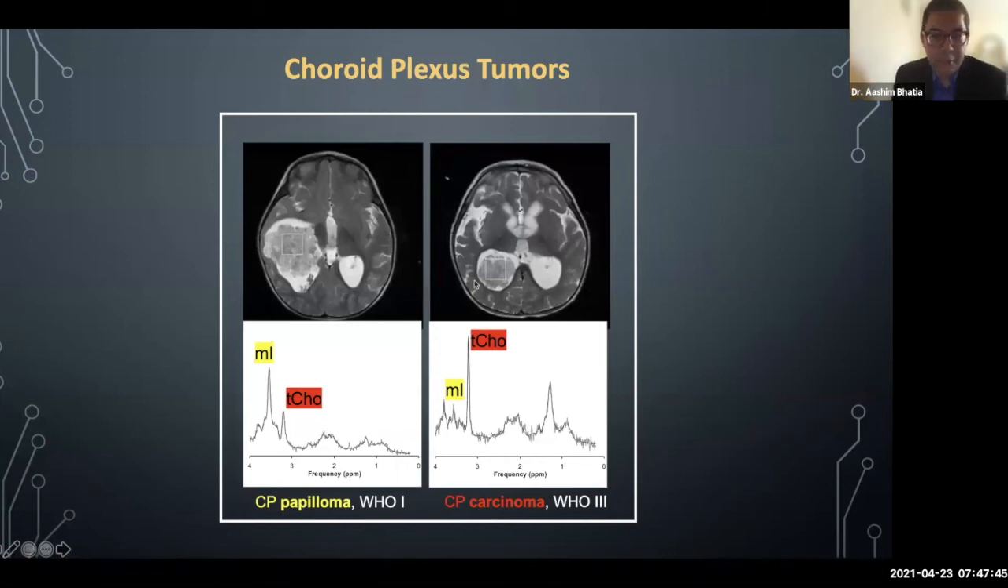I just want to make a quick point on the MR spectroscopy. This is an interesting case, but not this case. I'm going to show a case in a little bit, but it's based off MR spectroscopy. So what I want everyone to remember is with choroid plexus papilloma, the myo-inositol, the metabolite, is higher than choline, versus choroid plexus carcinoma, where the choline is higher than the myo-inositol. If you want to remember it, think carcinoma, C, choline. Those two are linked, so the choline is higher in carcinomas.